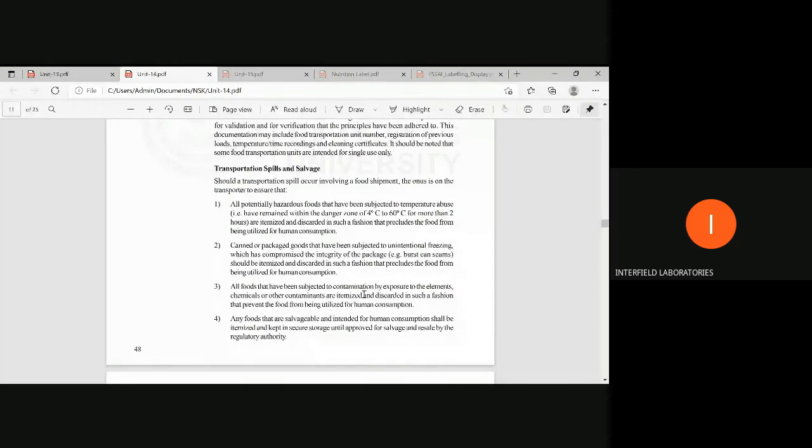Now, transportation spills and salvage. All potentially hazardous food that has been subjected to temperature abuse must be discarded in such a fashion that precludes the food item from being utilized for human consumption. Canned or packaged goods that have compromised the integrity of the package should be discarded. All foods that have been subjected to contamination by exposure to chemicals or other contaminants must be discarded in such a fashion that prevents the food from being utilized for human consumption. Any food that is salvageable shall be kept in secure storage until approved for salvage and resale by the regulatory authority.